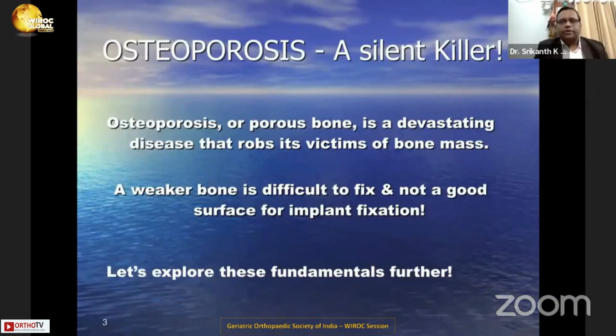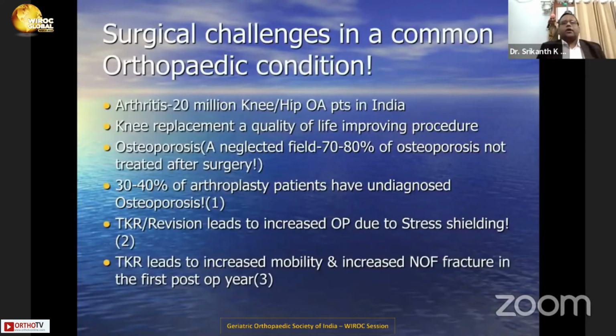Coming to the subject matter of today, osteoporosis, we all know it's termed as a silent killer. Osteoporosis or porous bone is a devastating disease that robs its victims of the bone mass. A weaker bone is difficult to fix, as we all know, and not a good surface for implant fixation. Let's explore these fundamentals a bit further. What are the surgical challenges in this very common orthopedic condition?